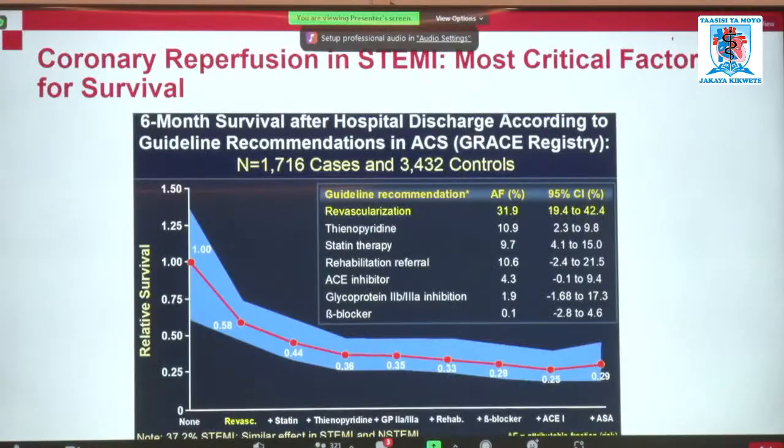This is an interesting meta-analysis that was done a few years ago that looked at how likely you were to be alive as a function of the various treatments you get for STEMI. So if you looked at whether somebody got revascularization, whether or not they got Plavix, statin, cardiac rehabilitation, an ACE inhibitor, a beta blocker, and you tried to understand what attributable fraction of these different interventions affected these people's outcomes.